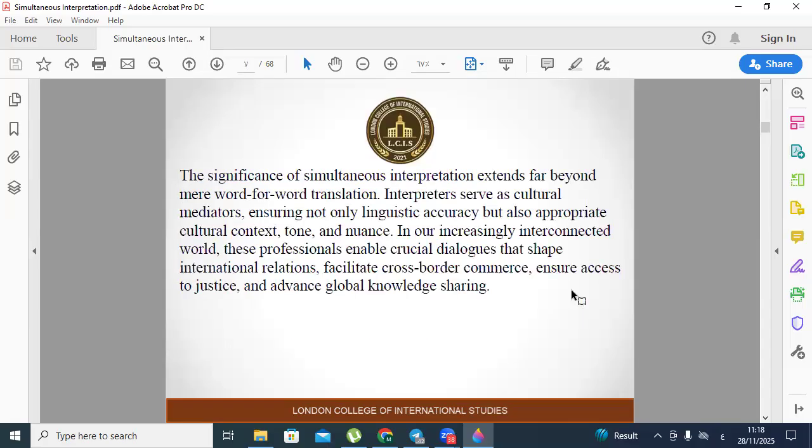But before that, we have to think about what doesn't happen without interpretation. International agreements can't be negotiated. Global companies can't do business. Refugees cannot access legal protections. Patients cannot receive medical care. Scientific knowledge can't be shared across linguistic boundaries. And simultaneous interpretation has become infrastructure for global communication, invisible when working well, but essential for international cooperation.